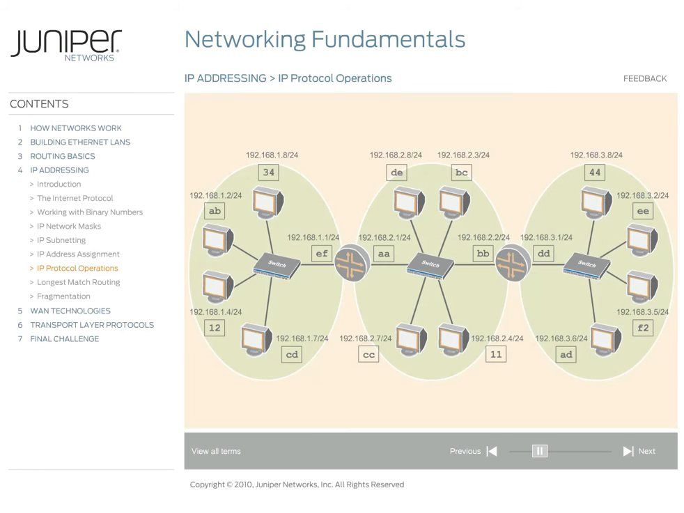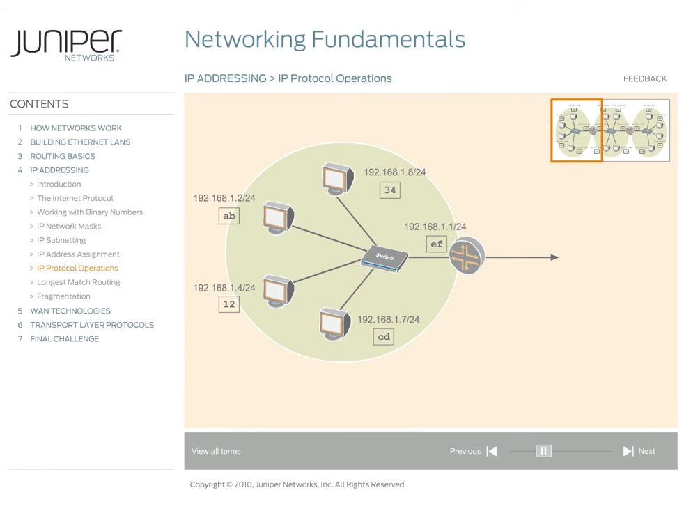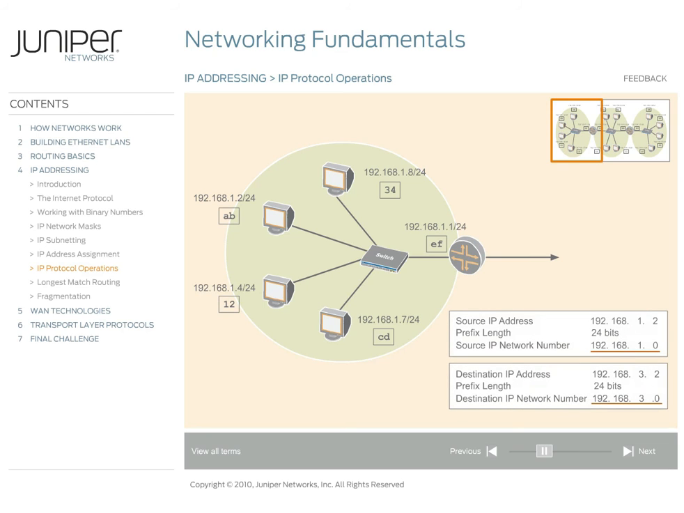Now let's see how data flows from a PC on one network to a PC on a different network. In this example, PC 192.168.1.2 wants to send data to PC 192.168.3.2. Again, we'll start by zooming in on the first network. Once again, the PC must first determine if the destination PC is on the same network by using its network mask to extract the network number from the destination IP address. This time, the two PCs are on different networks, so a router is needed to forward the data along to the final destination. This process is known as indirect routing.